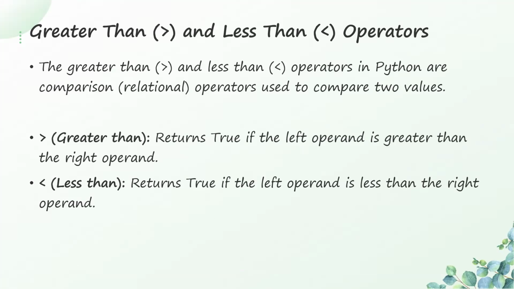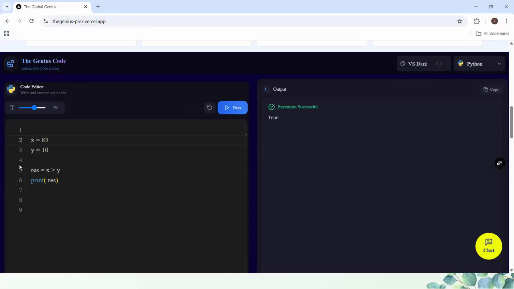So the less than returns true if the left operand is less than the right operand. The greater than returns true if the left operand is greater than the right operand. So let's go and see here. Here we are saying greater than, is the left operand greater than the right operand? If we use the less than, we are saying is the left operand less than the right operand. So is 83 less than 10? Of course, it is false. But if we take x to be 8, so is 8 less than 10? The answer is true.